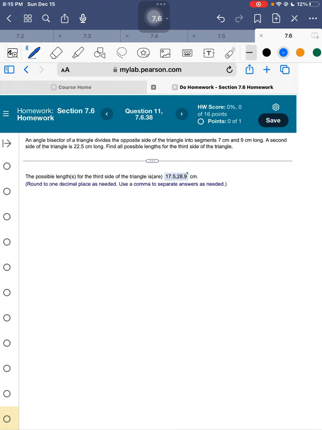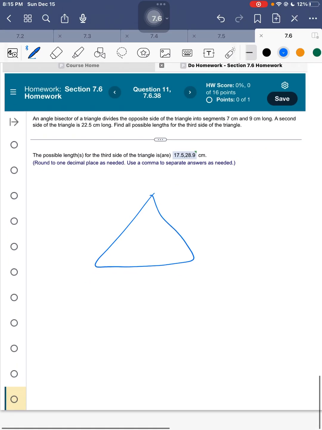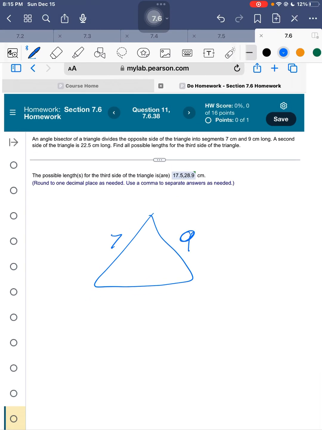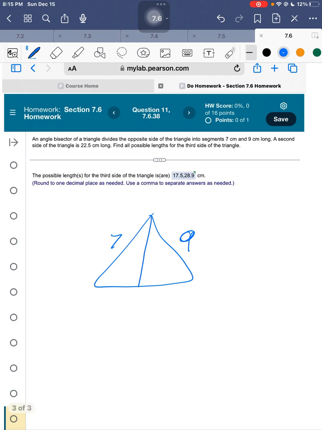This is a really good question. An angle bisector of a triangle divides the opposite side of the triangle into segments 9 and 7. So I'm going to draw a triangle. Wow, I could do better than that. Okay. A second side. Wait, what? Oh, sorry. I was being lazy with my reading.